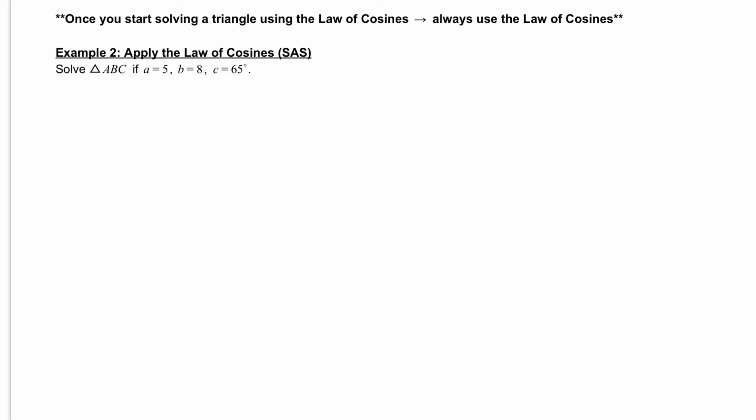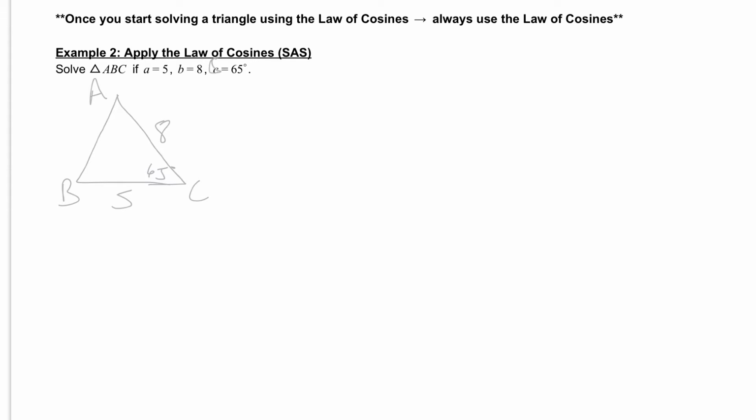Let's go ahead and draw our triangle. So we have triangle ABC. So here's A, B, and C. So we know little a is 5, we know little b is 8, and we know big C is 65 degrees.